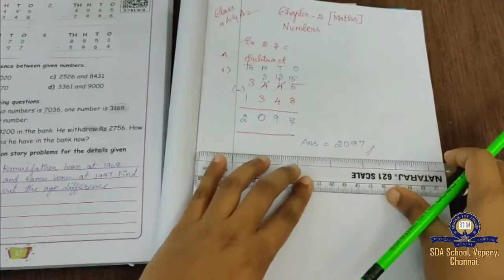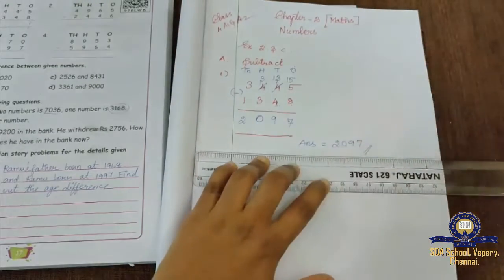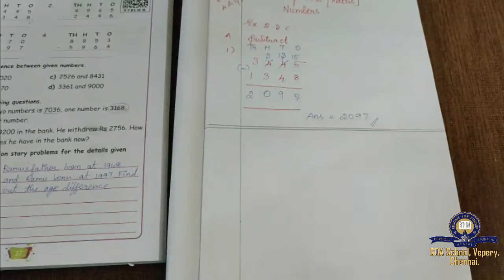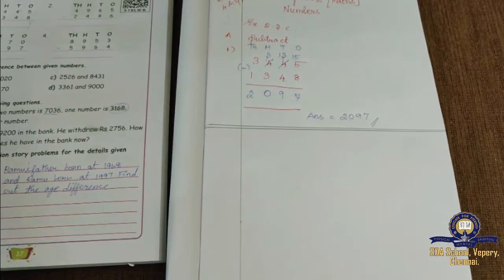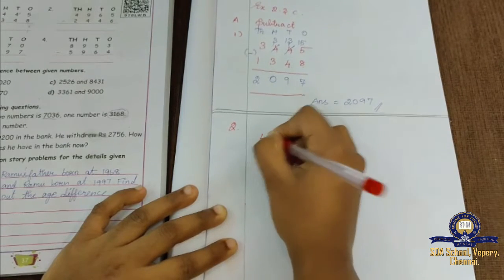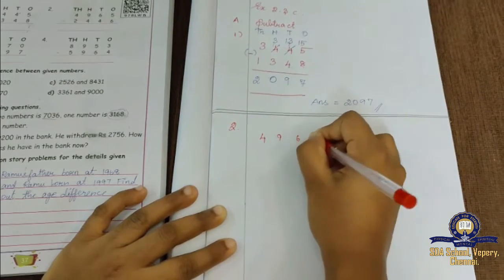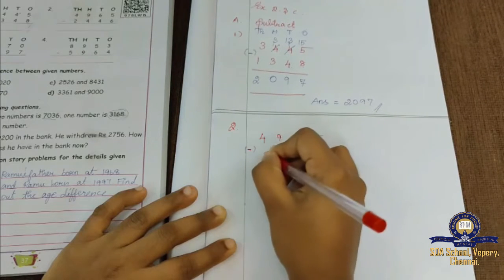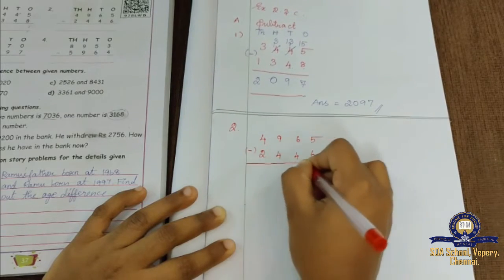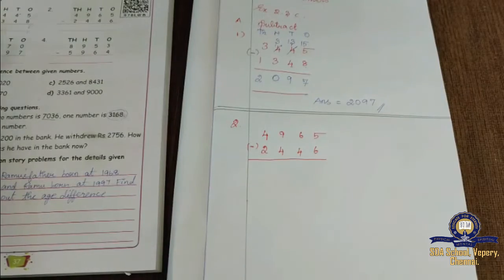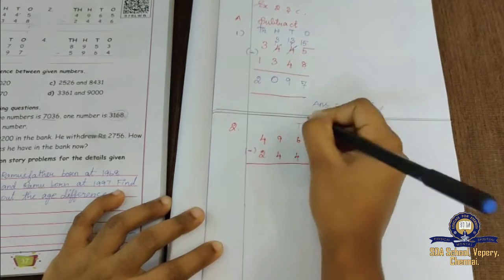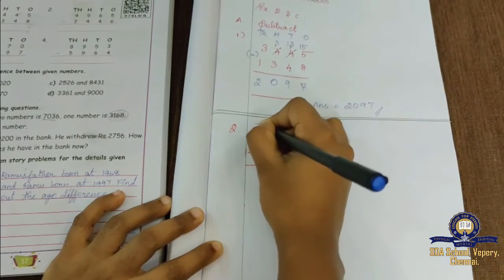Draw a straight line using a pencil. Now shall we move on to the next sum, the second sum? What is the second sum? 4965 minus 2446. We are going to subtract this now. First we have to write the place values: ones, tens, hundreds, thousands.